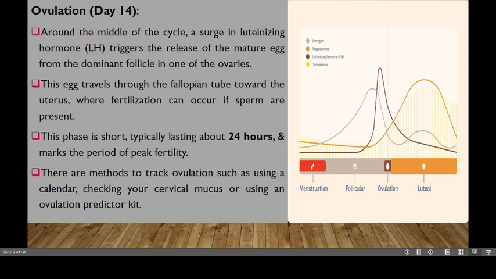There are methods to track ovulation. Of course, we are going to be looking at them. But just to mention, we have the use of the calendar, checking of the cervical mucus, and using an ovulation predictor kit, right?